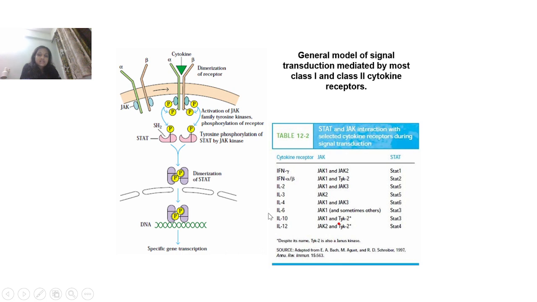It will activate STAT6. Then IL-6 will activate JAK1, which will activate STAT3. IL-10 will activate JAK1 and tyrosine kinase 2, and it will activate STAT3 again. Then IL-12 will activate JAK2 and tyrosine kinase 2, and it will activate STAT4. So different kinds of cytokines will activate different kinds of JAK and tyrosine kinase molecules, leading to the phosphorylation of different kinds of STAT molecules, which will then go into the nucleus, transcribe different kinds of genes, and induce the signaling.